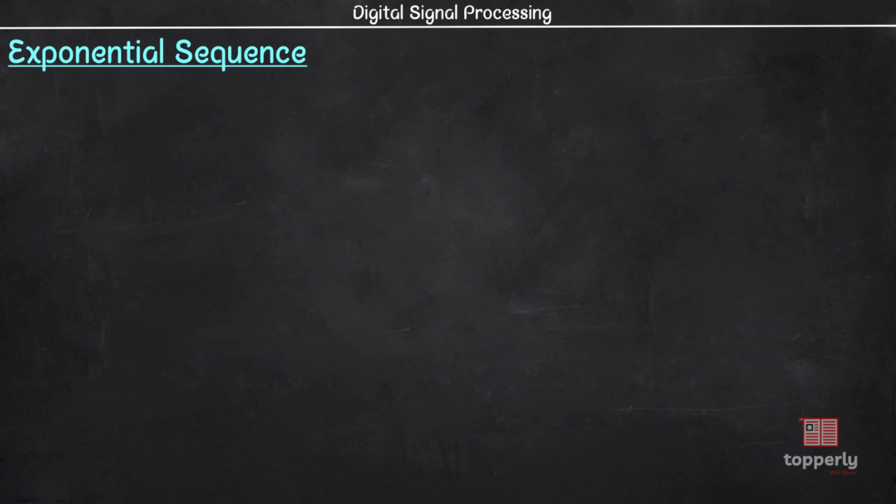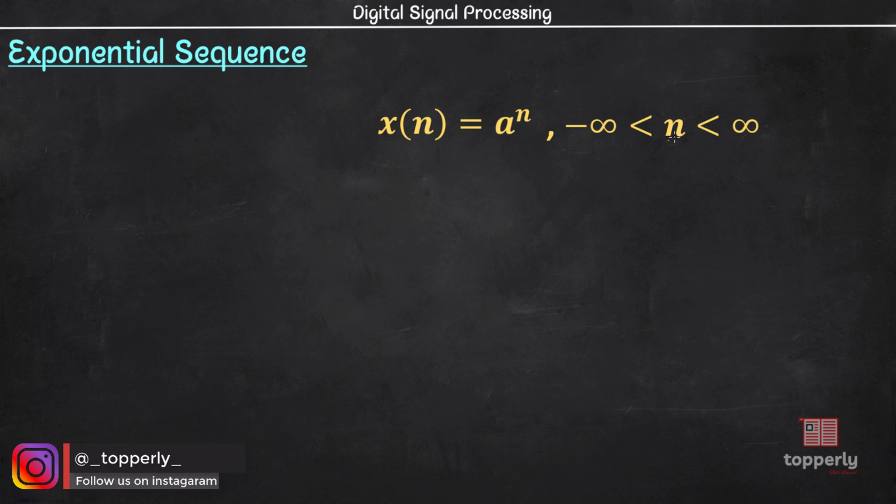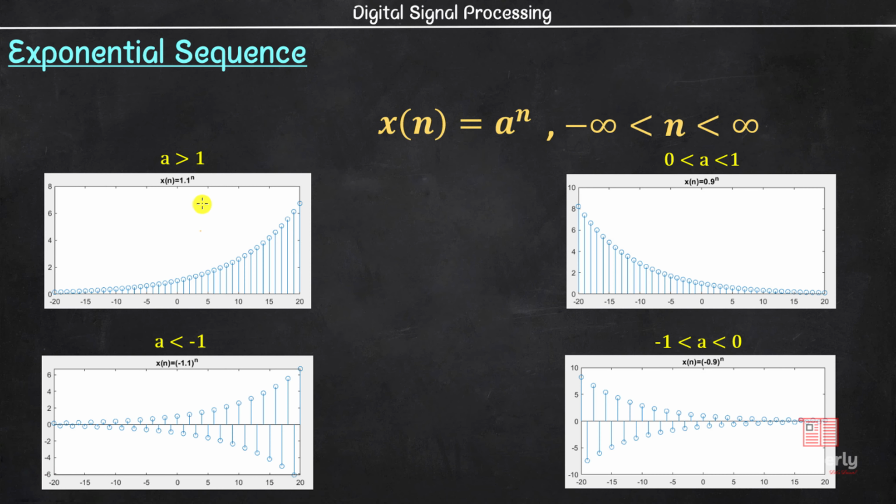The first sequence we need to learn is exponential sequence. An exponential sequence is defined as x of n equal to a raised to n, where n ranges from minus infinity to plus infinity. Now, depending on whether a is greater than 1, or between 0 and 1, or between minus 1 and 0, or less than minus 1, we get 4 different kinds of sequences.